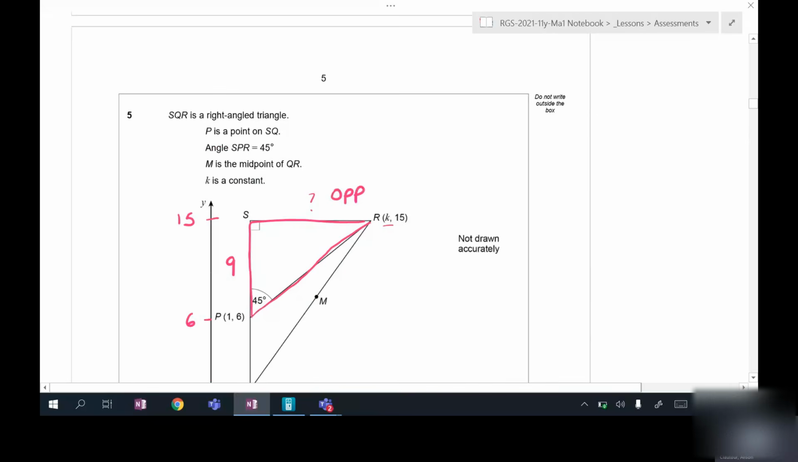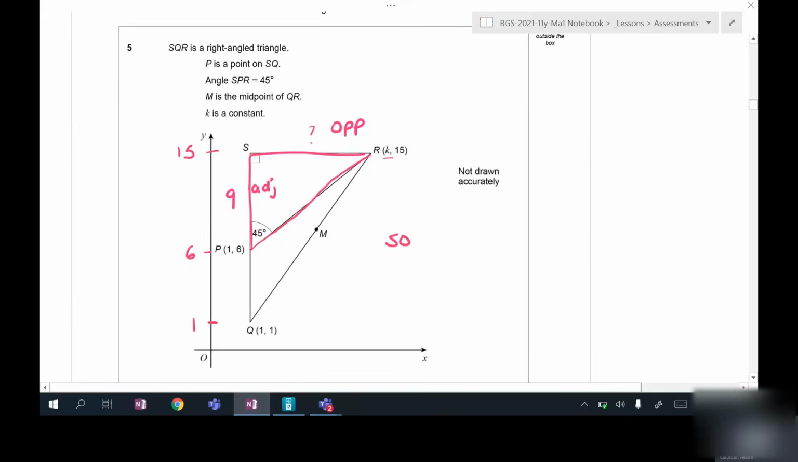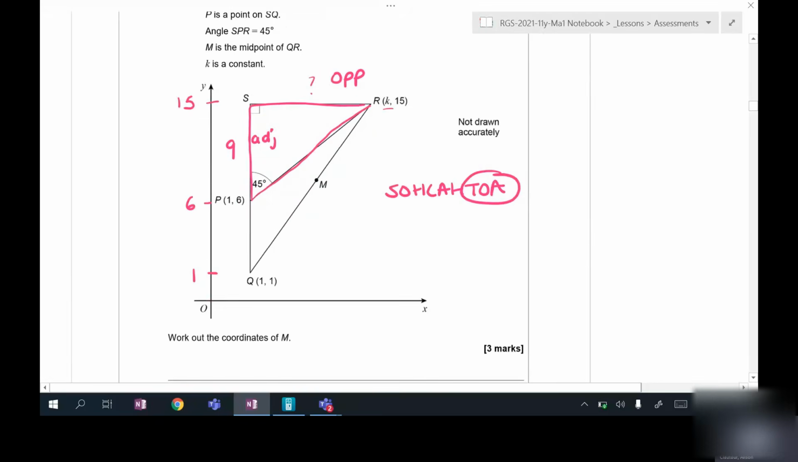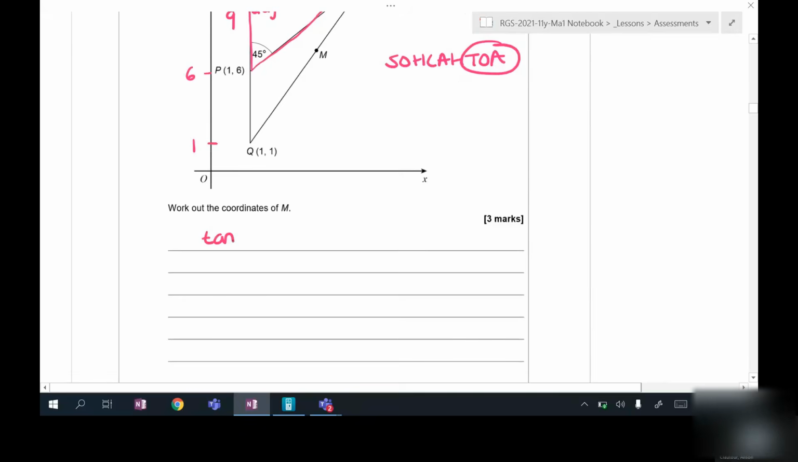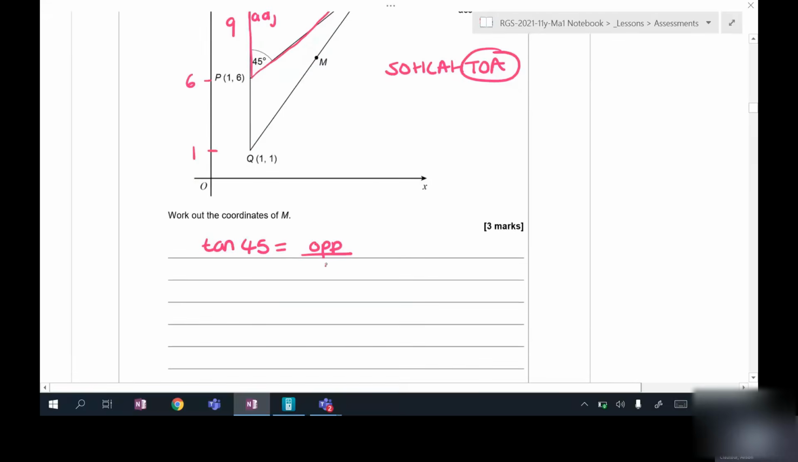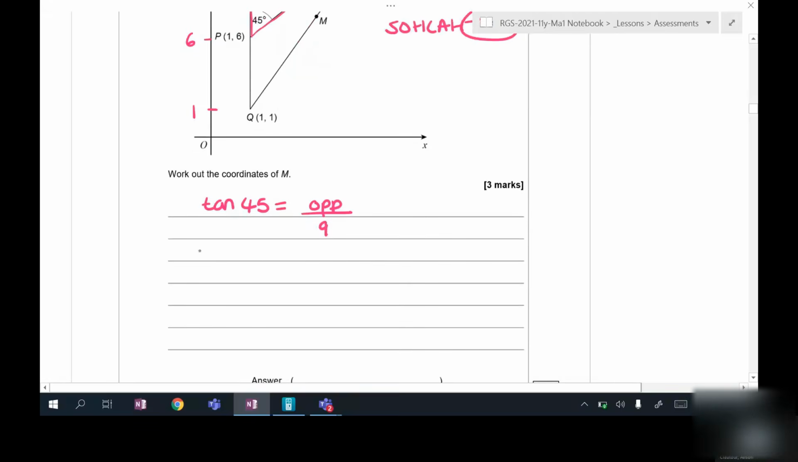So I've got the opposite side and the adjacent side. If we think of SOHCAHTOA, my opposite and my adjacent, I can use the tan ratio to work out what that opposite side is. So tan 45 is my opposite side divided by my adjacent, which was 9. Tan 45 is 1. So that makes my opposite side 9 as well.